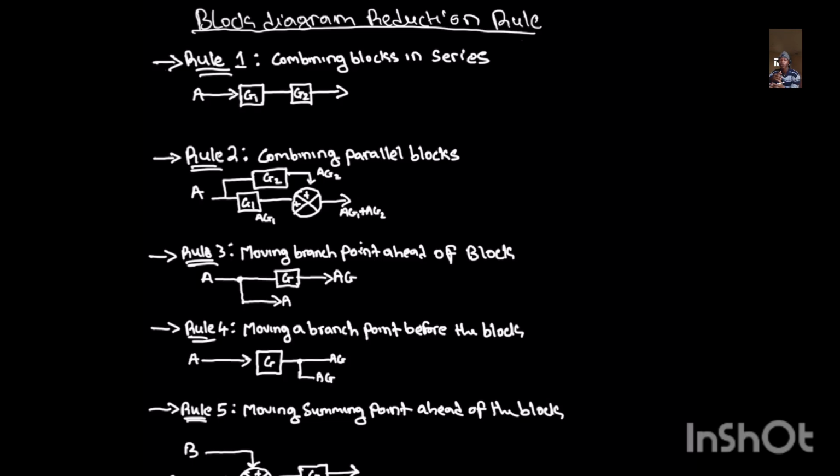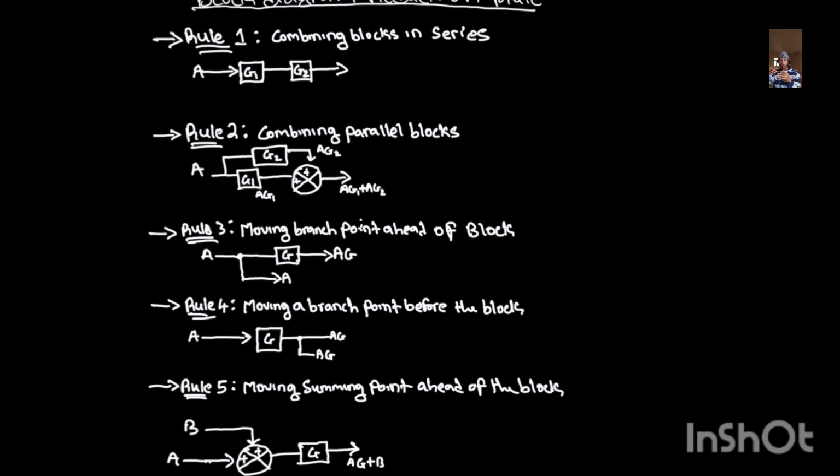The block diagram reduction rules are very important in reducing many blocks into one. We are trying to modify numerous blocks and make them become one. We are going to pass through a number of rules that would enable you to know that no matter how complex the block diagram is, we can reduce it. So the first rule is combining blocks in series. These two blocks, we want to bring them together.